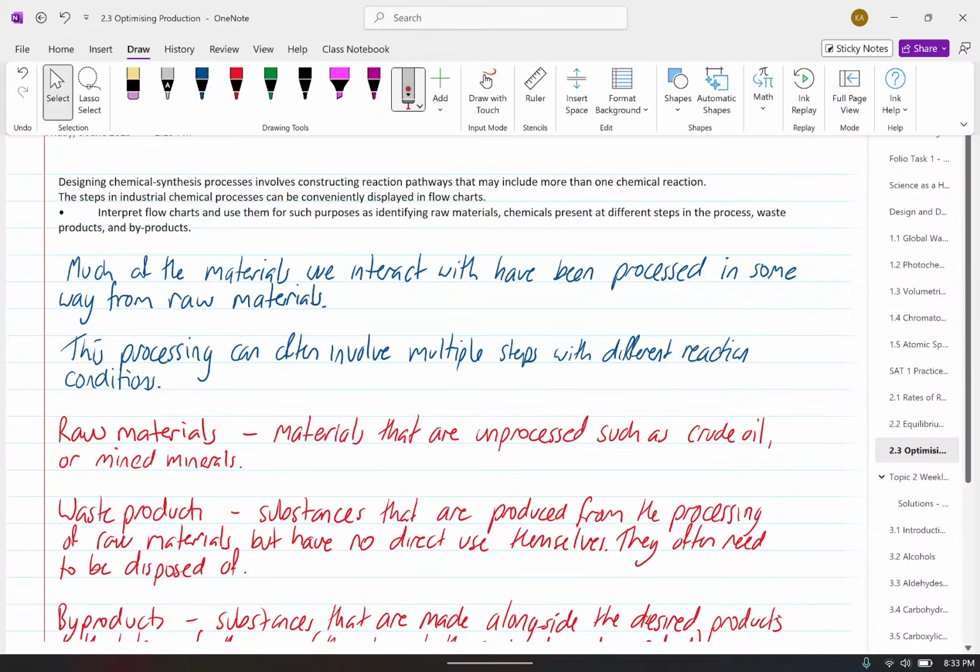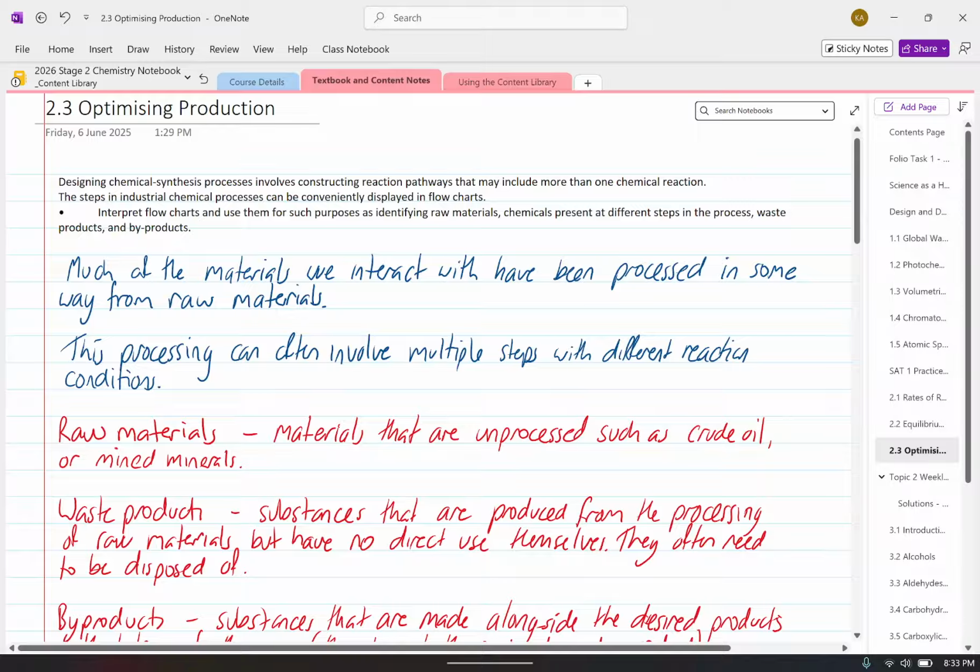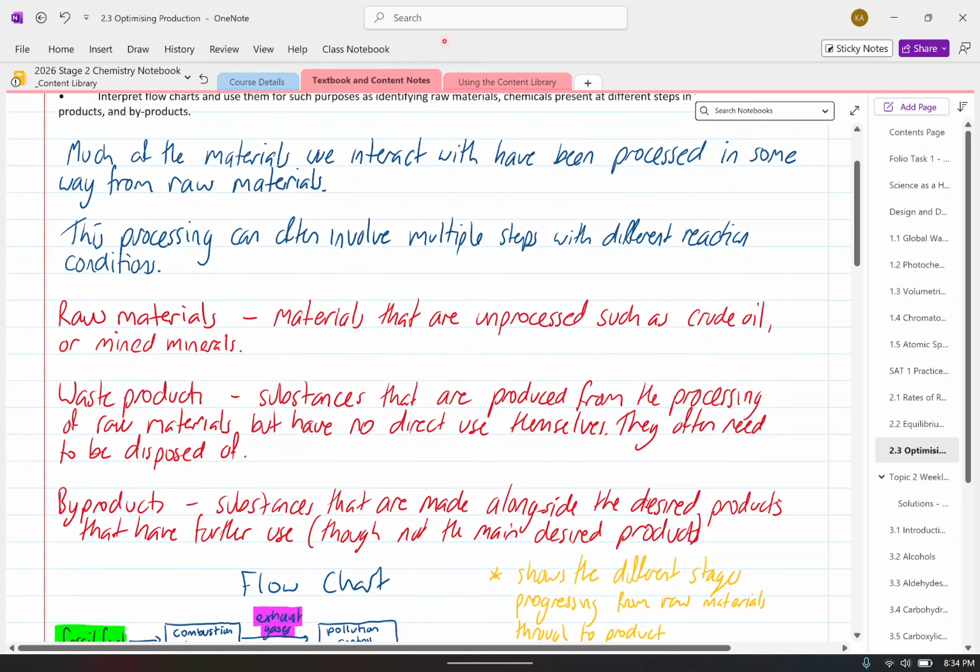Now, to start with, just going to mention that pretty much everything that we interact with on a daily basis has been processed in some way, and so that's why this section is looking at some of those processes. Now, one of the components we need to worry about is the raw materials. So these are the substances that we start with.